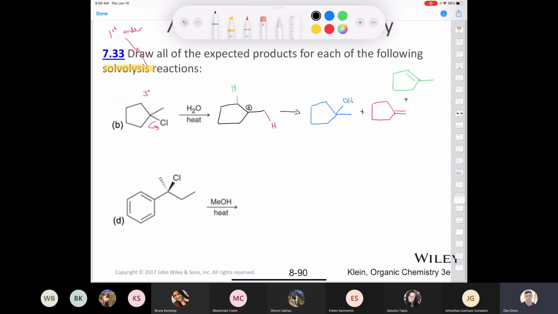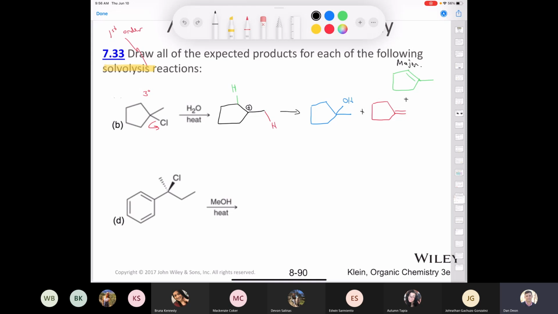I told you there's a golden rule with E1 reactions. Yes, thanks, Bruna. Absolutely. This one will be the major because it's the most substituted, so that's the golden rule. And those would be all the different products that you could form. There's going to be no carbocation rearrangement to worry about because it's tertiary, you can't rearrange. And there you have it. There's no stereochemistry to worry about. Let's take a look at the next one.